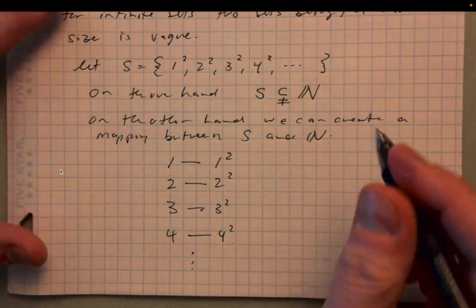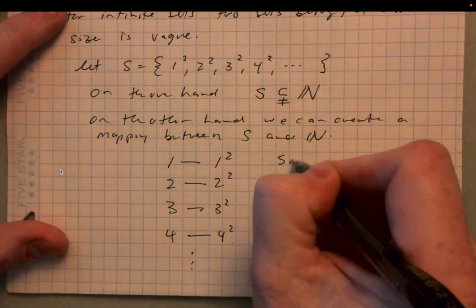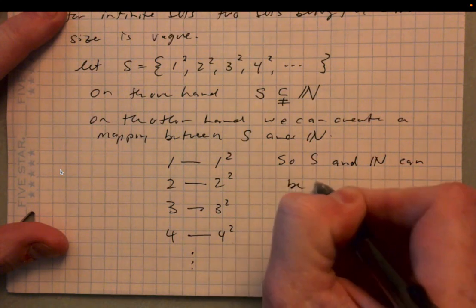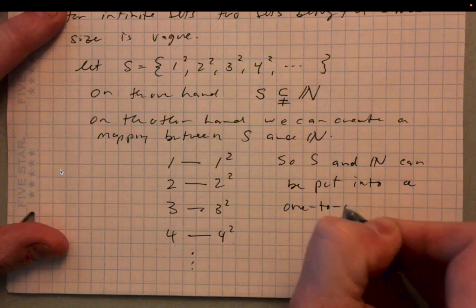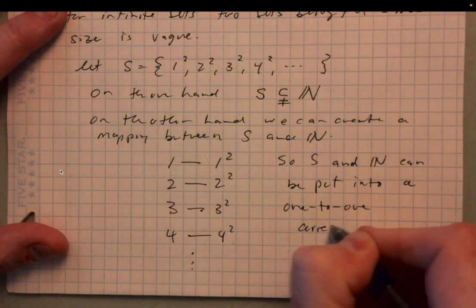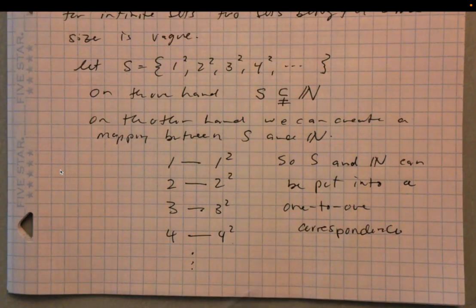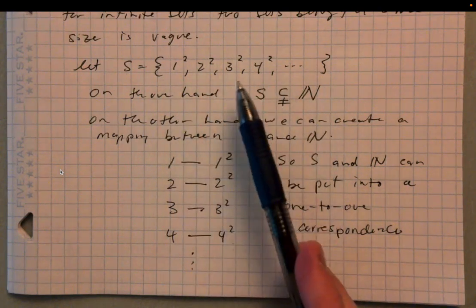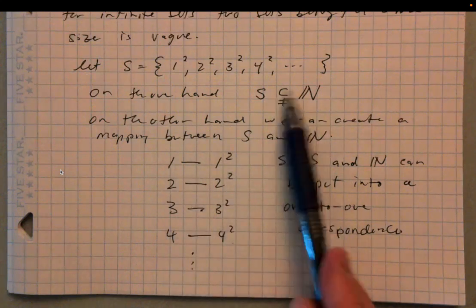This is what we mean by saying that we can put a set into a one-to-one correspondence. We say S and the natural numbers can be put into a one-to-one correspondence. So even though we know that S is a proper subset of the natural numbers, clearly there does exist a one-to-one correspondence between the two sets.